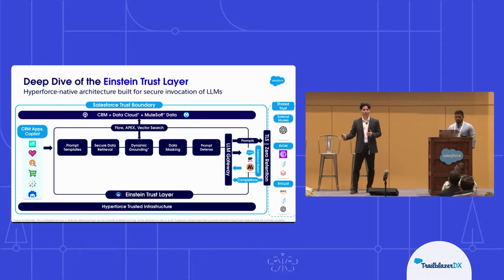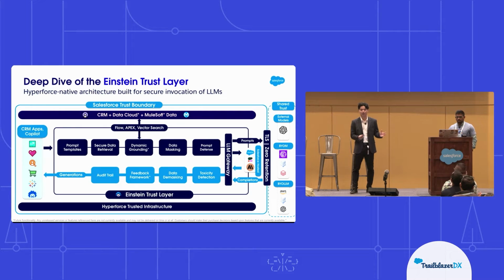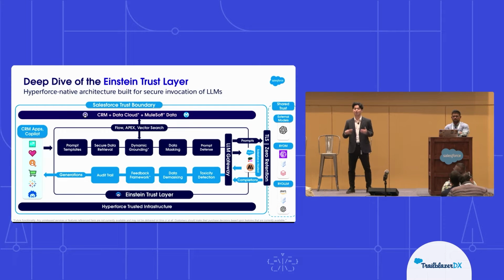The LLM gateway will then get us a response, and on the way back, our trust layer is still at play. We first detect toxicity to ensure that you have safe outputs. Then we demask any data that was masked in the ingestion process. And finally, we store all of this into an audit trail for users to go back and look at what has happened, including feedback on the generation. Thumbs up, thumbs down, did a response produce the expected output? So you can reference this and use for manual fine-tuning and adjustments later on.